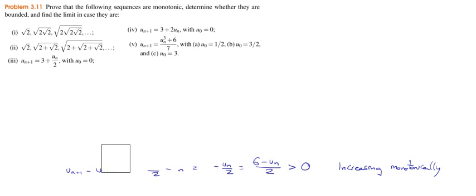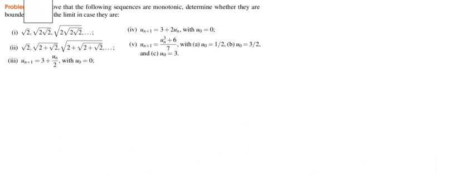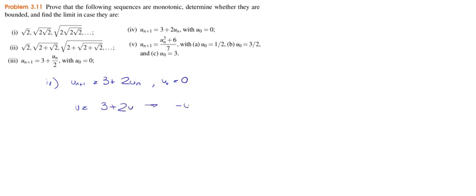Now for the fourth one. The fourth one is similar to this. u sub n plus 1 is 3 plus 2 u sub n. u sub 0 is 0. We do the same thing. Assume it has a limit. We compute the limit, taking limits on both sides. So then we have minus u is equal to 3, or in other words, u is equal to minus 3.